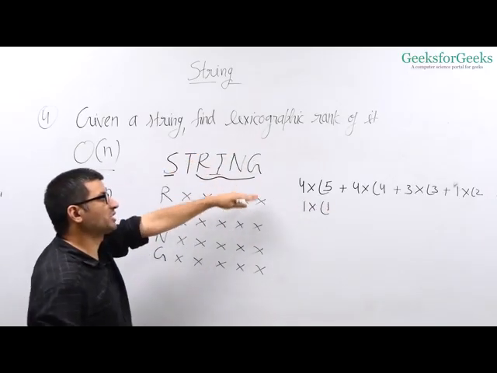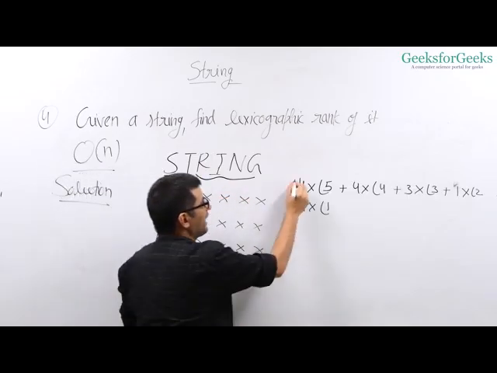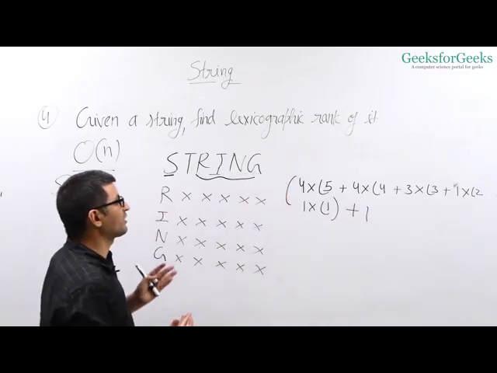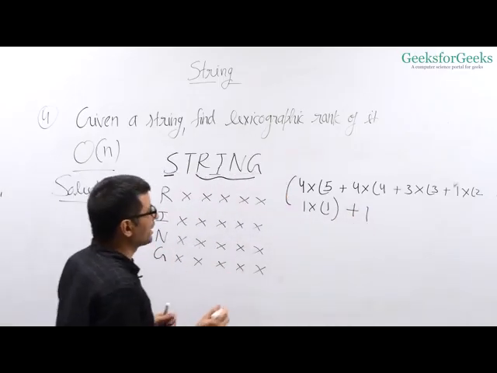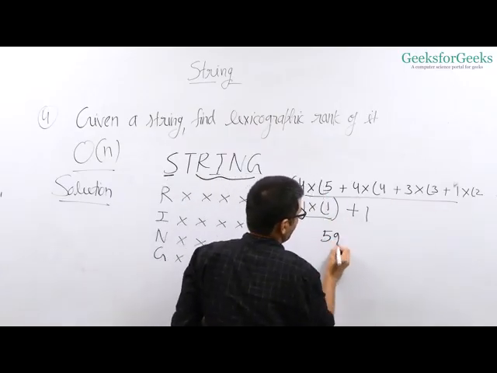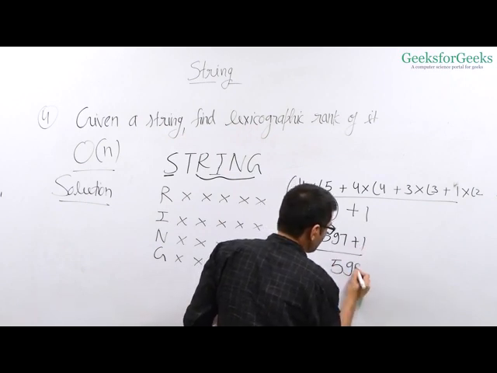So this is the count of strings which are lexicographically smaller than this. I add these values and add 1 to it, and that's the lexicographic rank of the given string. This value is 597. I add 1 to it and I get the lexicographic rank as 598.